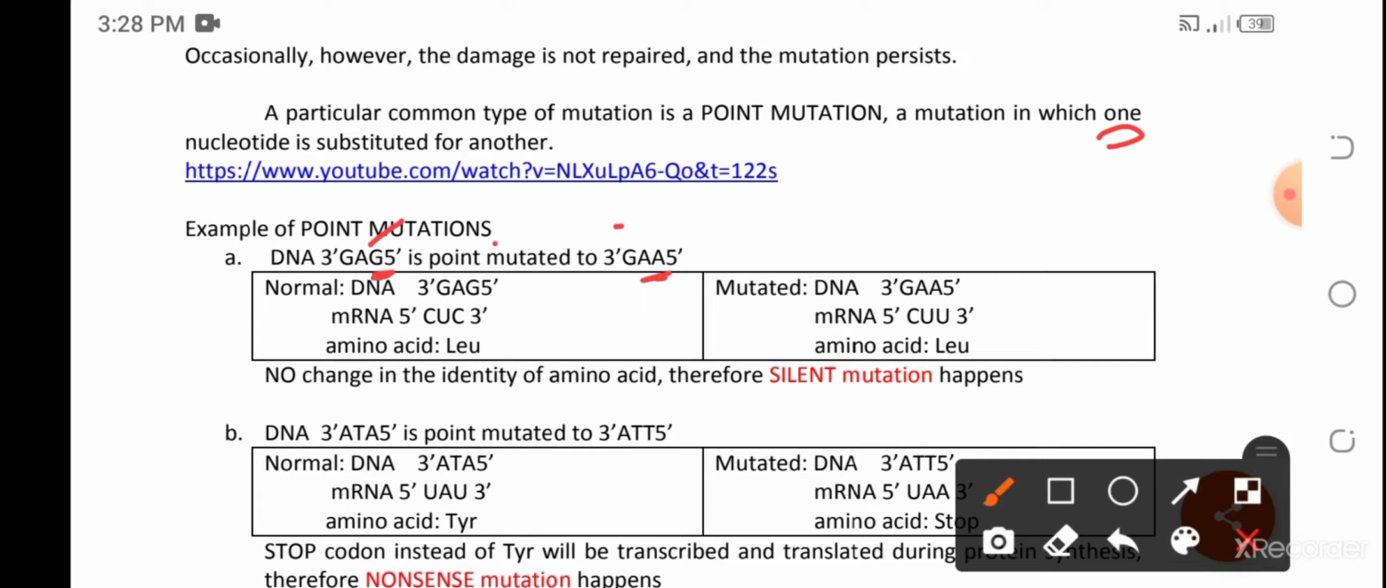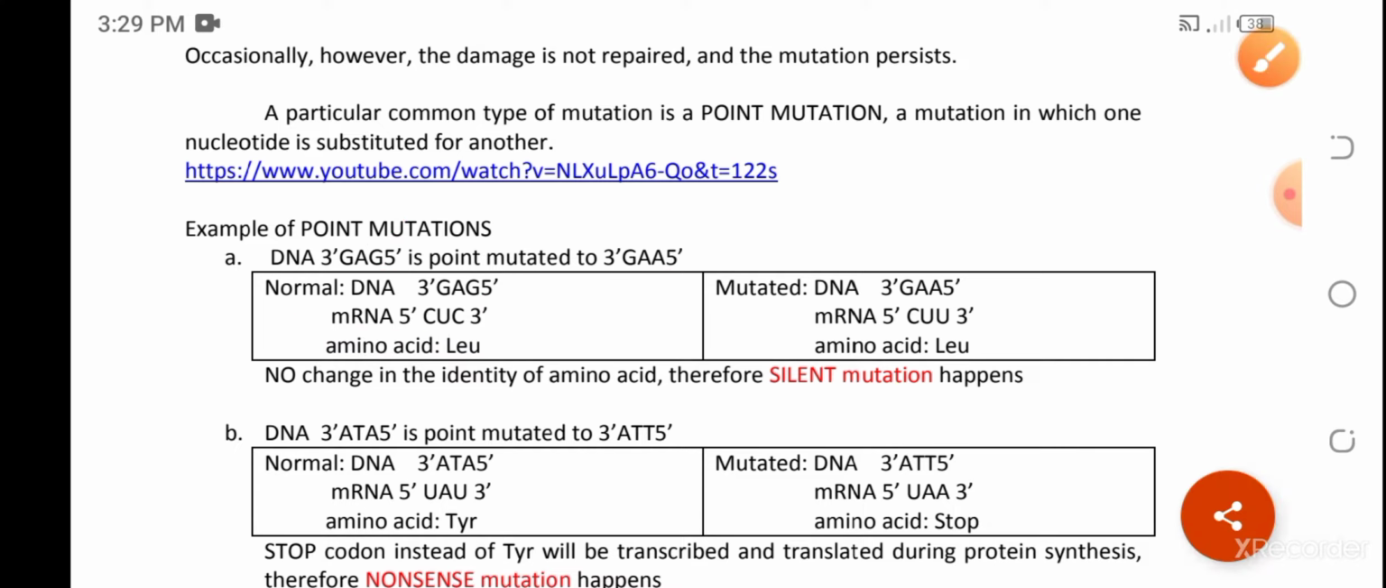So, for the normal situation, that DNA 3' GAG 5' could be transcribed during transcription into mRNA 5' CUC 3'. Kasi ito yung base pair niya. The G base pairs with C, A base pairs with U, and G base pairs with C. And if we're going to use the genetic code table, during translation, this mRNA will be translated into an amino acid leucine. Yun yung meaning niya, yun yung kanyang genetic information.